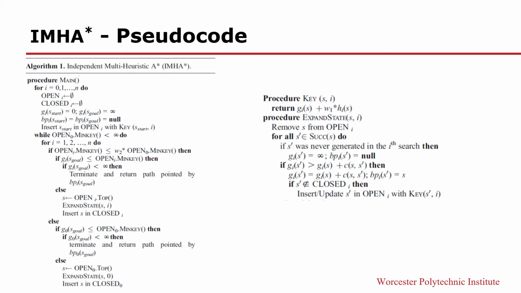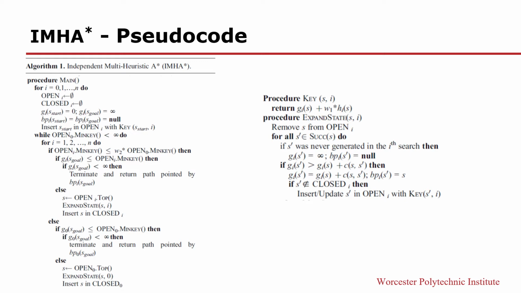Let's now take a look at the pseudocode. It uses three functions to perform the search. Key function is used to calculate the cost of the state. Expand state is used to explore the node. Once it gets the node, it removes it from the particular open list. Then it will add all the neighbors to the successors.